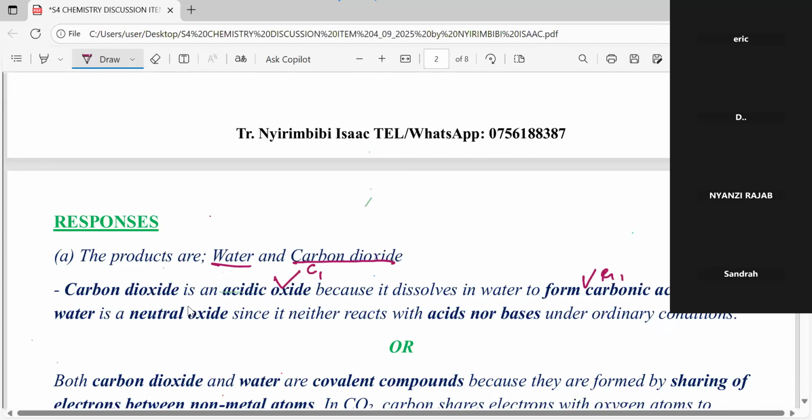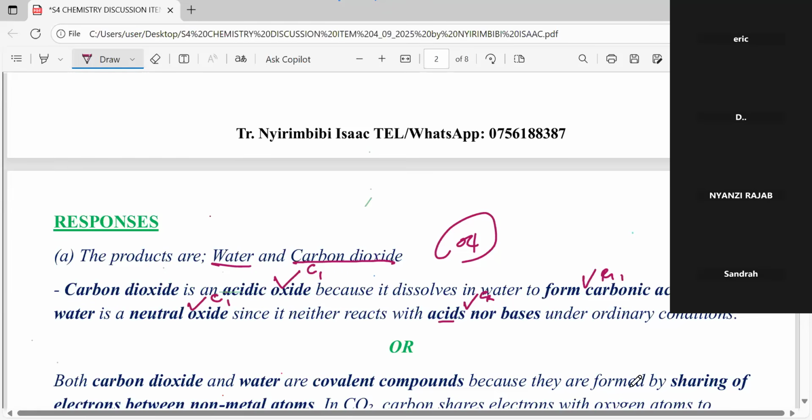While water is a neutral oxide, since it neither reacts with acids nor bases. I believe those who are asking about water, I have answered you here. So this is the reason for the category identified, and this is the category identified. And with this one you get all your 4 scores. Because the products are already given in the scenario, we are not giving you scores there. The scores we are giving are on the category and the reason.